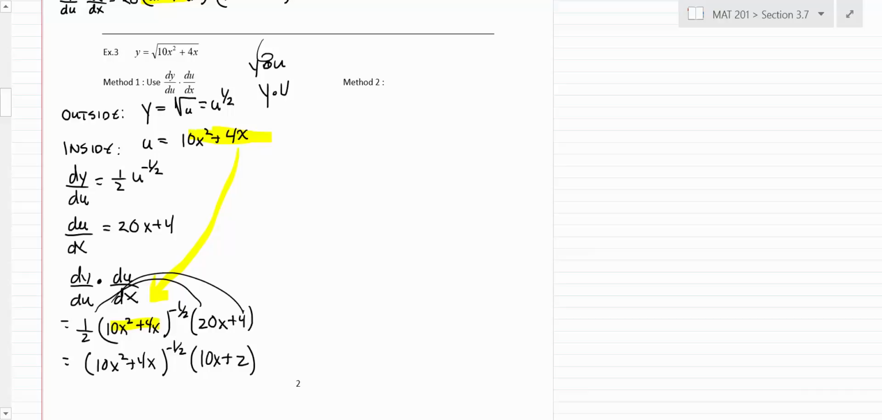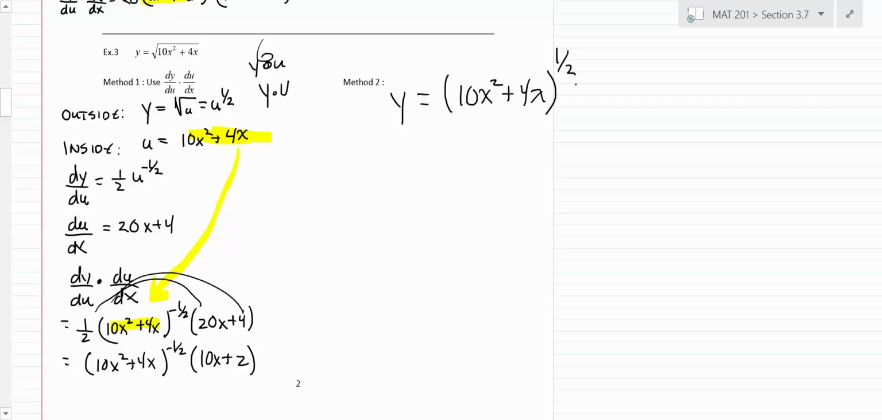Do you guys understand the outside-inside thing? That's the key thing, okay? Now, if you're doing the second method, you would think of it exactly the same way. What you have is something to the 1/2 power. The big function is something to the 1/2.